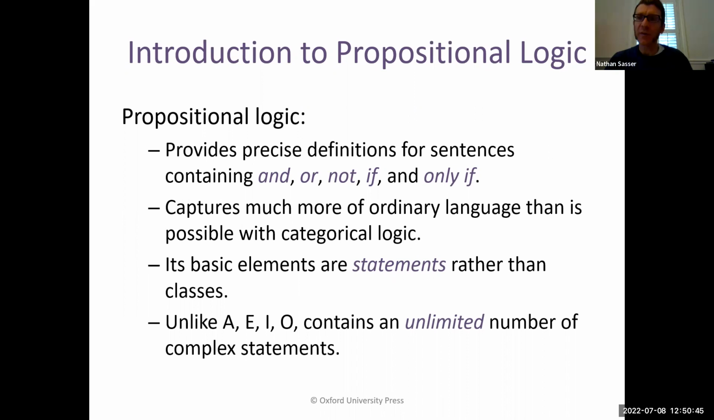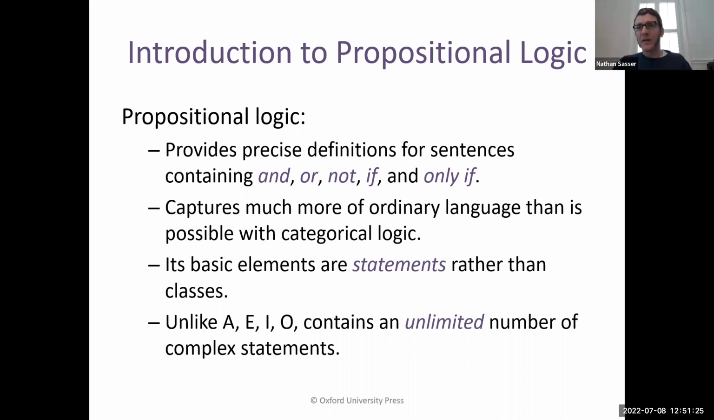So to begin with, let me try to explain the difference between categorical logic, which is what you've been studying in Chapter 6, and propositional logic, which is what we're starting today. Categorical logic takes for its basic building blocks class terms. That is, terms that name a class of items. So for example, we were talking about all S are P, right? All dogs are mammals. Your basic building block was the S and the P, the subject and the predicate, dogs and mammals.